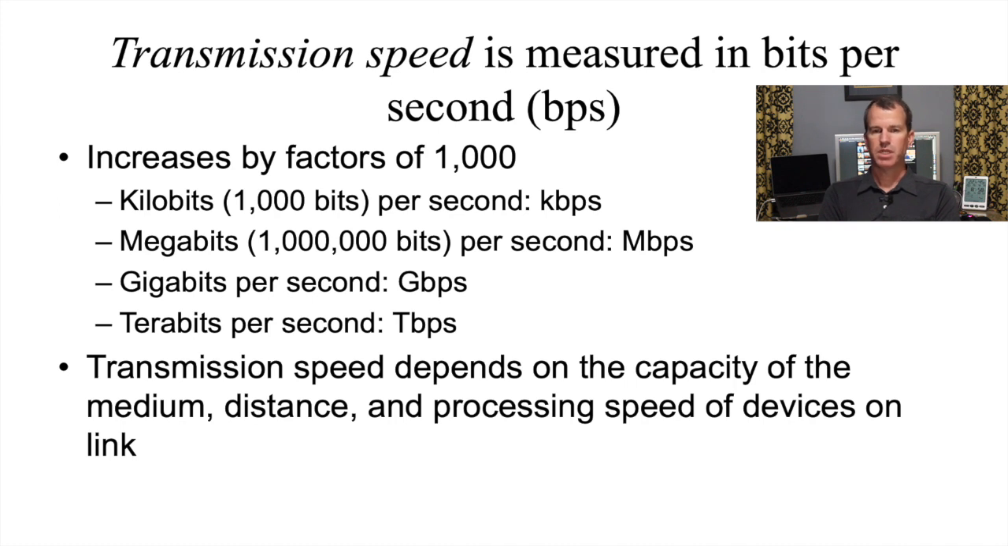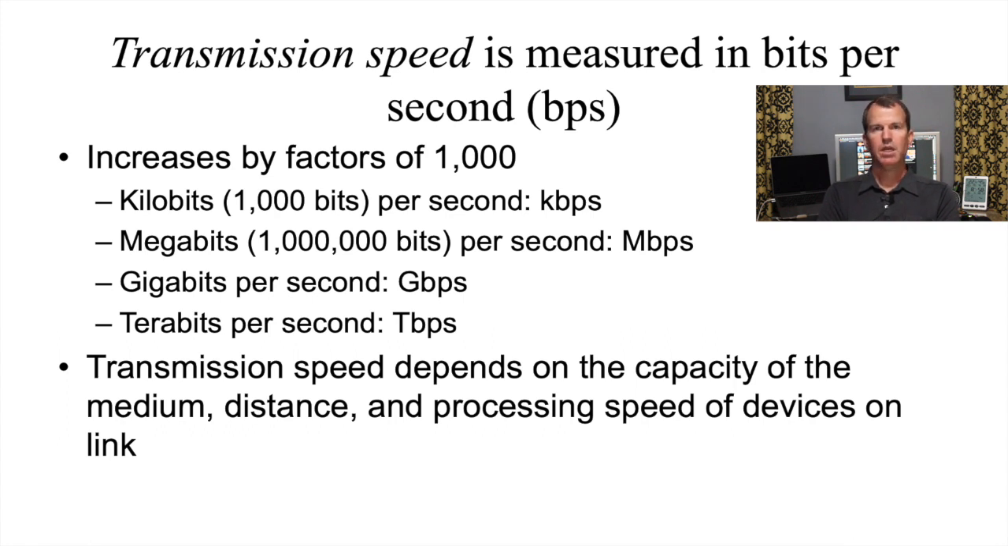So kilobits per second is 1,000 bits per second. Megabits per second is 1 million bits per second. Gigabits per second is a billion bits per second, terabits per second, and so on, okay? Get used to these: kilobits, 1,000, megabits, million, gigabits, billion. Every one of them increases by a factor of 1,000, and they're even factors of 1,000. I don't know if you've ever been into storage size, but they call them bibs and a bunch of other crazy stuff, and we're not going to worry about that, okay?